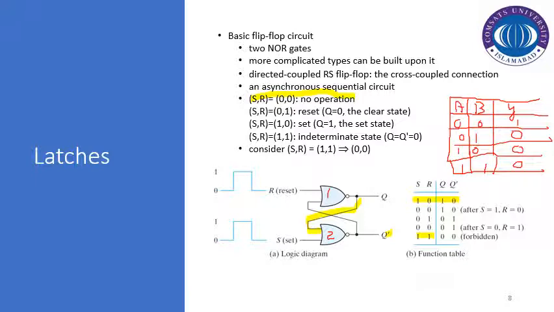So let us see how the first combination is generated. For that, let us assume that the latch is stored in the set state. So in order to operate the circuit, we are assuming that the previous outputs at that time instant were Q equal to 1 and Q prime equal to 0. So we are applying S equals 1 and R equals 0.